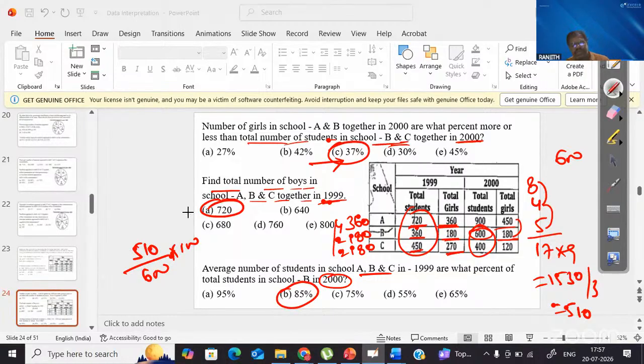6 eights are 48, 6 nines are 54. So it is in between 48 and 54. So the answer will be equal to 510, which is 85 percentage.